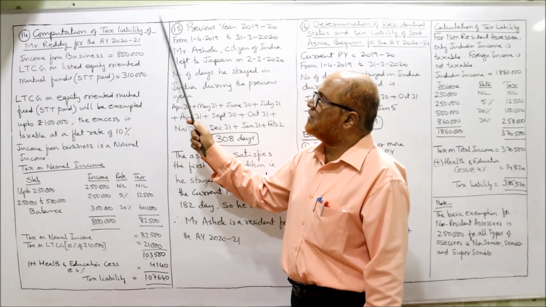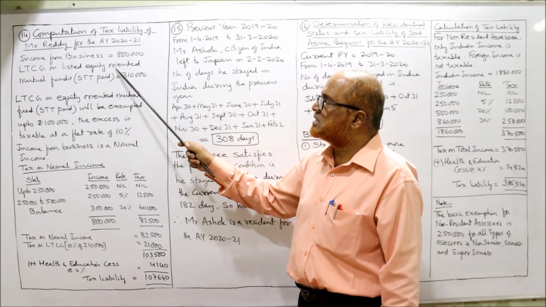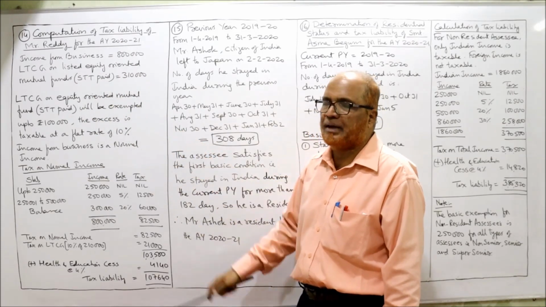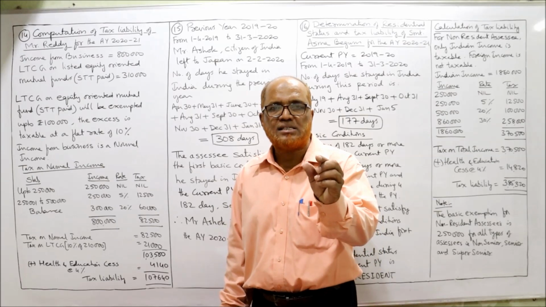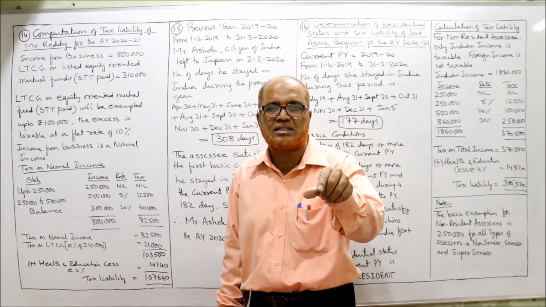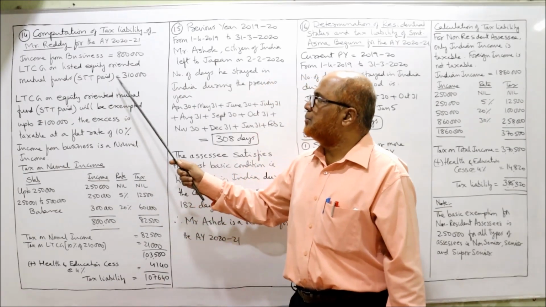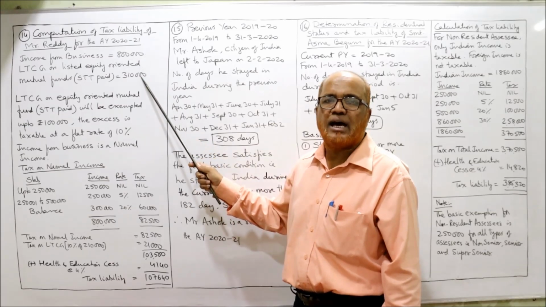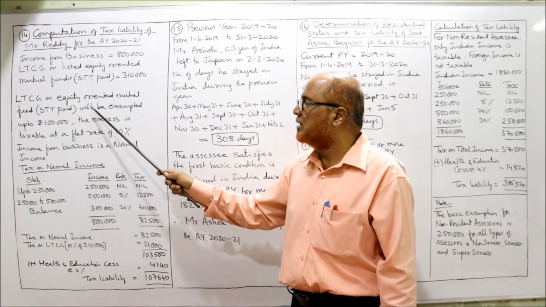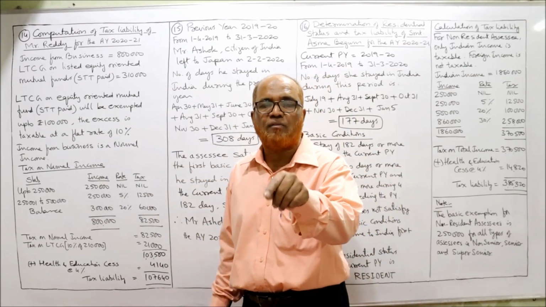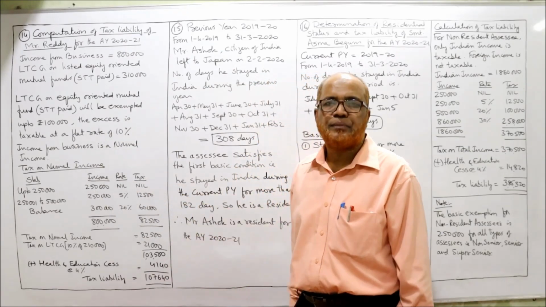Now see, computation of tax liability of Mr. Reddy for the assessment year 2021. Income from business 8 lakh, LTCG on listed equity-oriented mutual fund, STT paid, 3,10,000. STT stands for Security Transaction Tax, and it is applied whenever a transaction is conducted in a stock exchange. These two are the incomes the assessee has. Now LTCG on equity-oriented mutual fund on which STT is paid will be exempted up to rupees 1 lakh. This is the provision you have to remember. The excess is taxable at a flat rate of 10%.